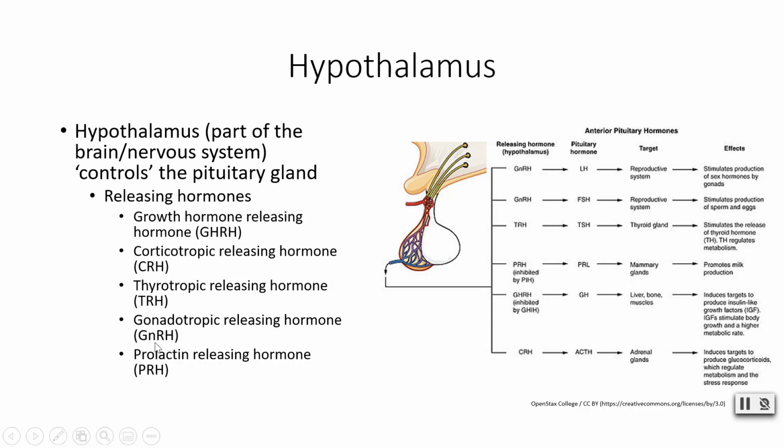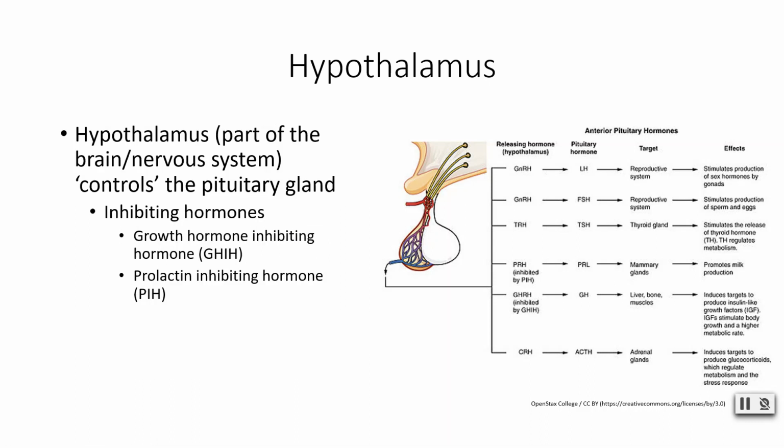You will notice that each one also has an abbreviation associated with it. You are going to want to familiarize yourselves with both the full name and the abbreviation. Okay, you will see a little bit of both on your homeworks, your quizzes, your exams, etc. We have 2 inhibiting hormones we would like you to be familiar with as well: growth hormone inhibiting hormone and prolactin inhibiting hormone. Again, we've got our abbreviations as well.